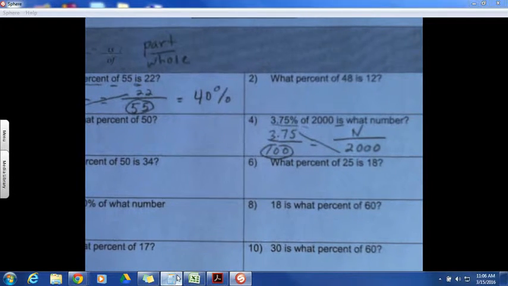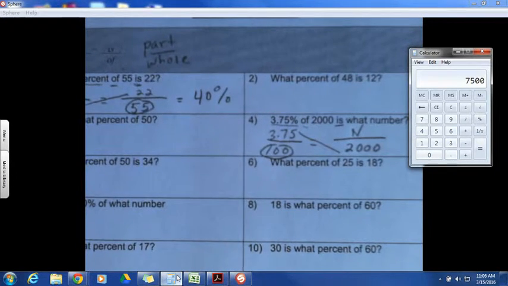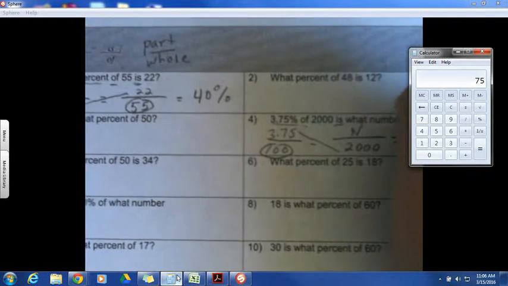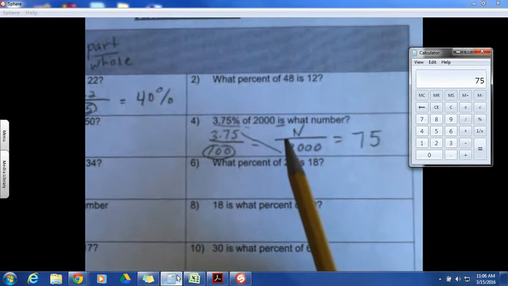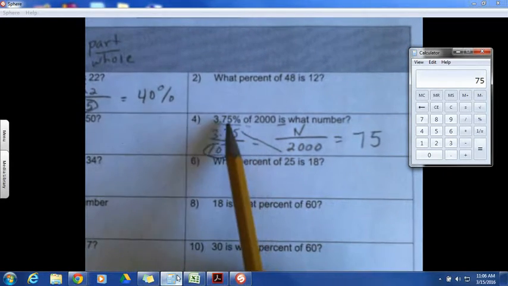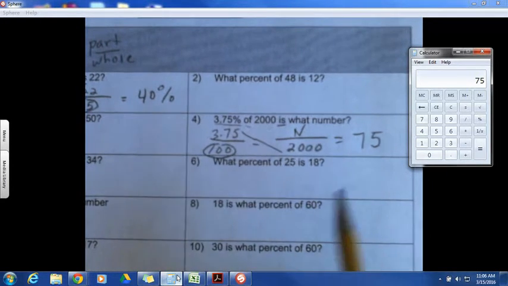So let's put that in the calculator. 3.75 times 2,000. Take that divided by 100. Get 75. So let's think about our answer here. 3.75% of 2,000 is 75.